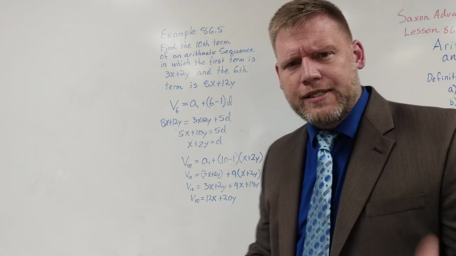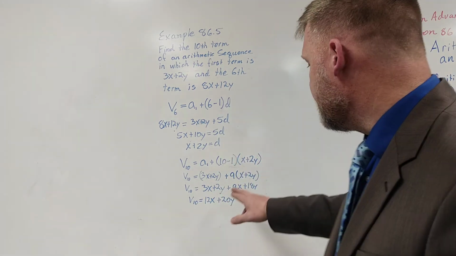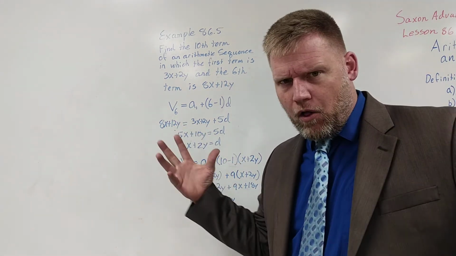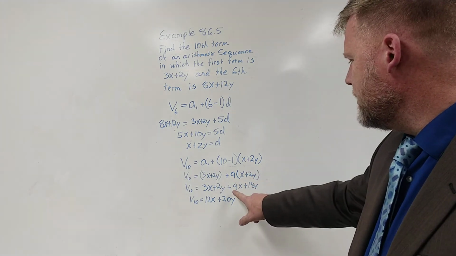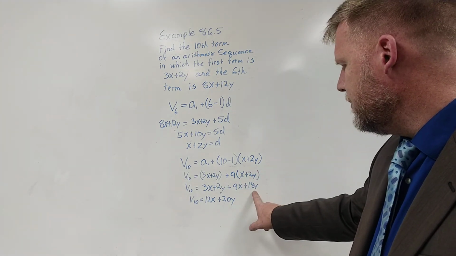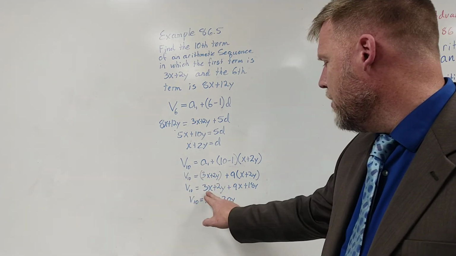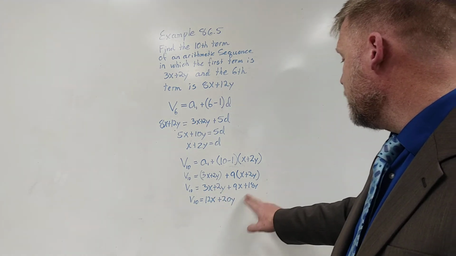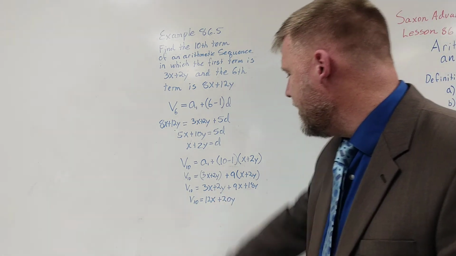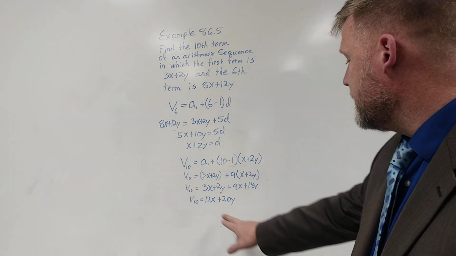And these are really simple when we get it down to using a formula and letting the math work itself. Instead of trying to comprehend that all in my head, I'm just going to let the math work through this. 9 times x is 9x. 9 times 2 is 18. Now I can combine some like terms, right? I don't need those parentheses anymore. 3x and 9x is 12x. 2y and 18y is 20y. And suddenly I'm left with a value of the 10th term of the sequence, and that's 12x plus 20y.